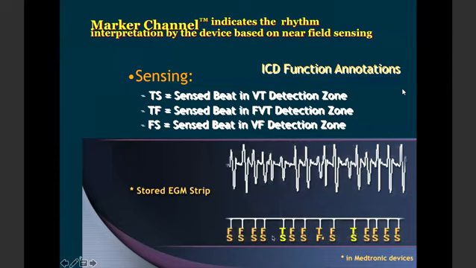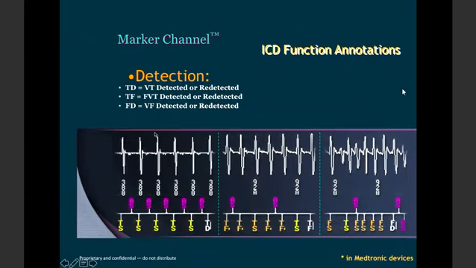This is the EGM and this is the marker channel. TS stands for tachycardia sensing. FS stands for ventricular fibrillation sensing. And this is once it qualifies the criteria to detect an arrhythmia. For example, if 18 out of 24 beats fit in the ventricular fibrillation zone, it says VF detected, as you can see here. This is tachycardia detected. This is fast ventricular tachycardia detected. This depends upon the number criteria that you have given, NID, or the number of intervals needed to detect. So the tachycardia should be faster, and it should also have a sufficient duration for it to be detected and to be treated.